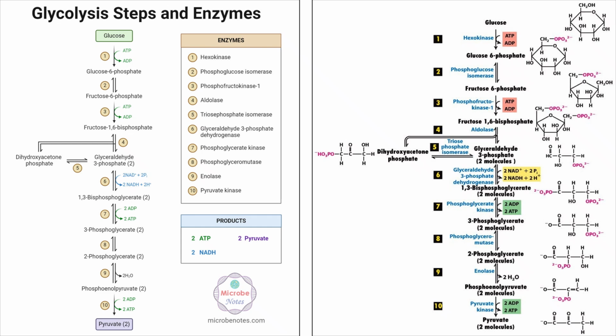Glycolysis may look like a complex pathway with 10 different steps, but once we understand what happens to the carbon skeleton and how energy is invested and produced, the entire pathway becomes much easier to follow. I hope this presentation has given you a better understanding of the topic and will help you connect glycolysis with the other pathways of cellular respiration.